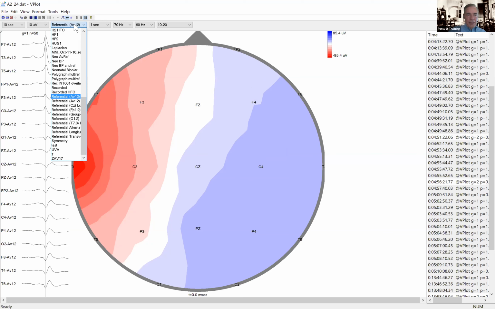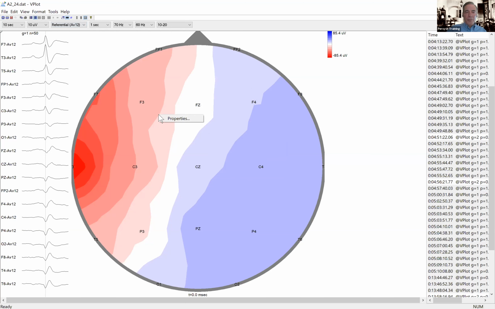Importantly, you can pick any montage you want. Sometimes you want to use a different reference, a Laplacian or an average. You can pick a bipolar, but keeping in mind that it's helpful to look at averages and whatever montage you want to do. But once you select a bipolar montage, the maps aren't going to make as much sense. So we're going to leave it on that particular montage.